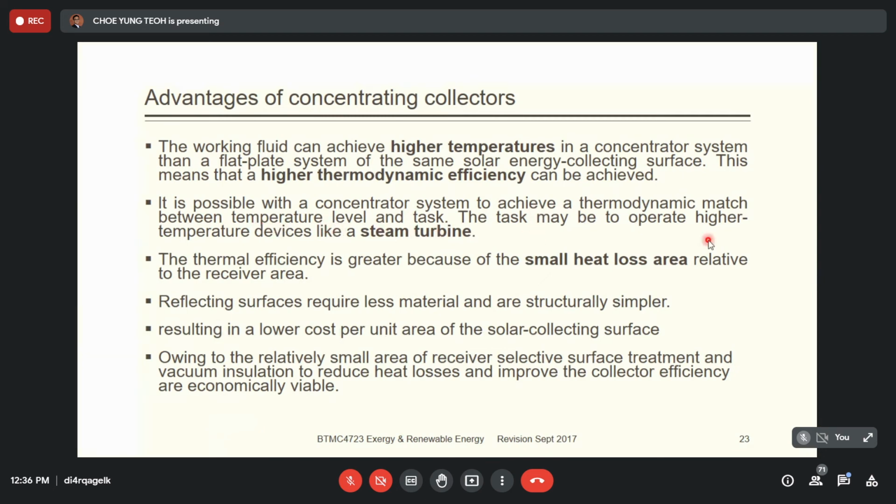Okay. It is possible with a concentration system to achieve a thermodynamic match between temperature level and task. The task may be to operate a higher temperature device like a steam turbine. The thermal efficiency is greater because of the small heat loss area relative to the receiver area. We only have a very small area to take care to insulate. So with the small area, you have a small heat loss coefficient. Reflecting surfaces require less material and are structurally simple, just a mirror, resulting in lower cost per unit area of the solar collecting surface.